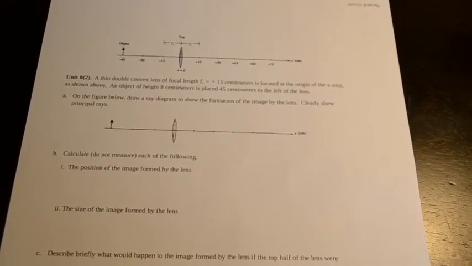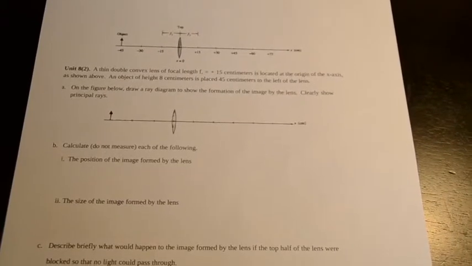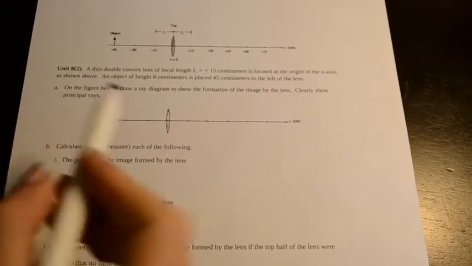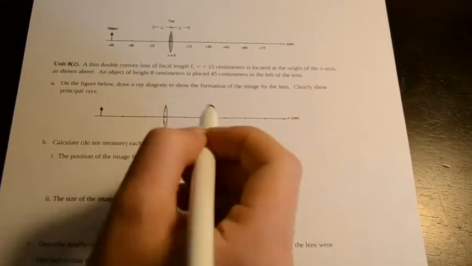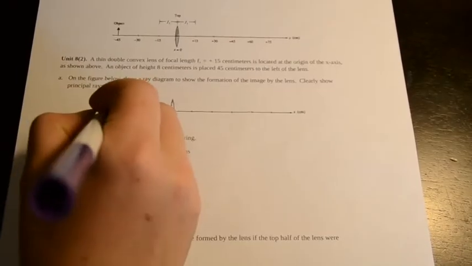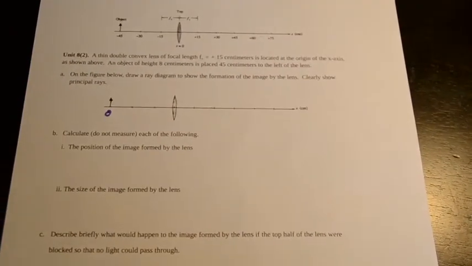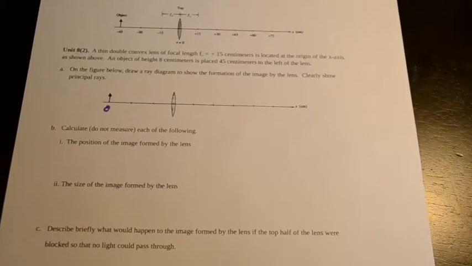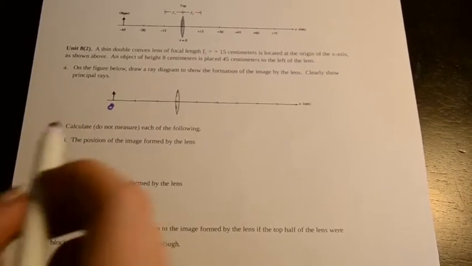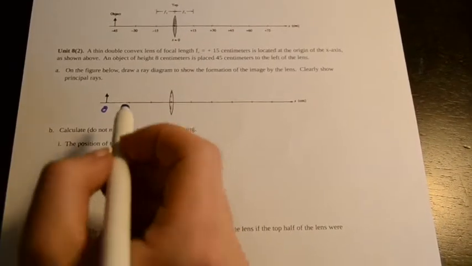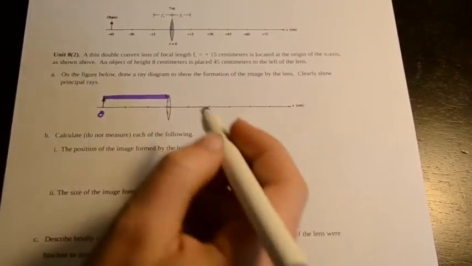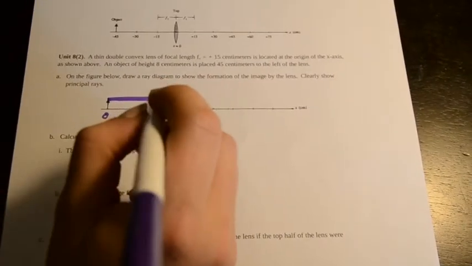Clearly show principal rays. So, when drawing this image, you first take note that this is a converging lens. So that means the rays on this side will come together. So, knowing this is the object, mark that as your object. There are going to be three principal light rays when constructing this. The first goes from the object towards the lens parallel. Then it bounces off towards the F. So it'll go like this.